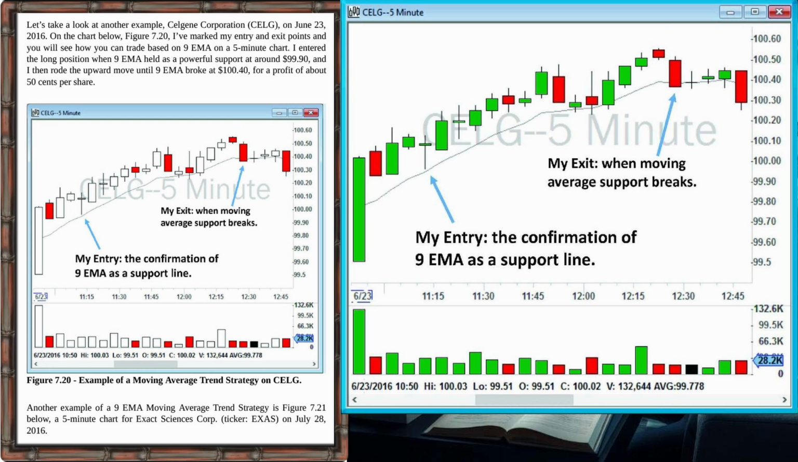On the chart below, Figure 7.20, I've marked my entry and exit points, and you will see how you can trade based on 9 EMA on a 5-minute chart. I entered the long position when 9 EMA held as a powerful support at around $99.90, and I then rode the upward move until 9 EMA broke at $100.40 for a profit of about 50 cents per share.